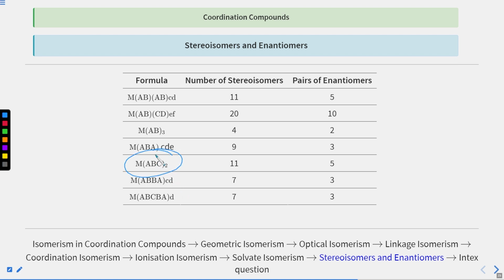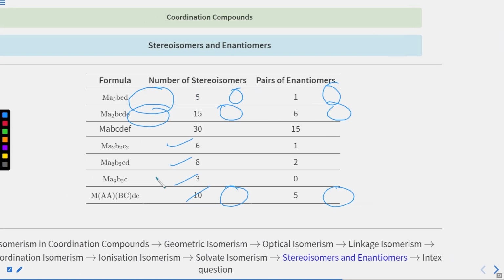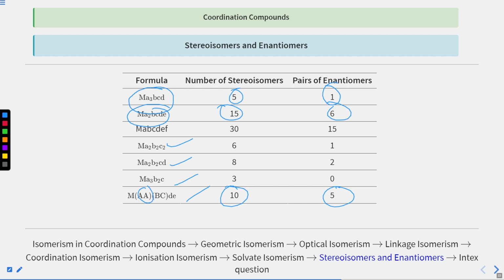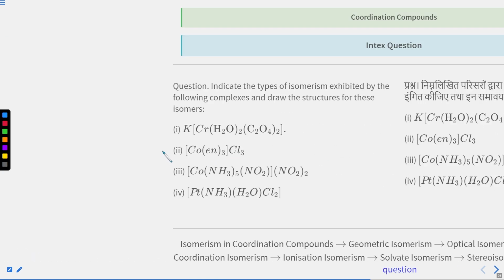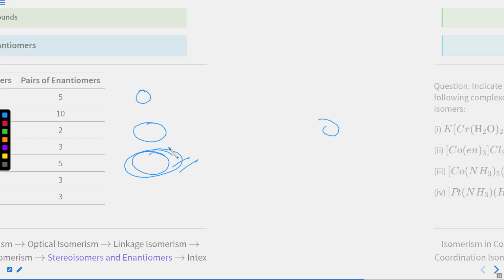So let us try this. What is the meaning of this? This means that this is a bidentate ligand having two different donor sites, right? And what is the meaning of this? This is a bidentate ligand but having the same donor site. Okay, so this is the meaning of this, right? So if I ask you what other types of enantiomeric pairs there are, let's try to draw it by yourself. Similarly, for MAB3, we can have 2. How is it 2? The donor sites are different.